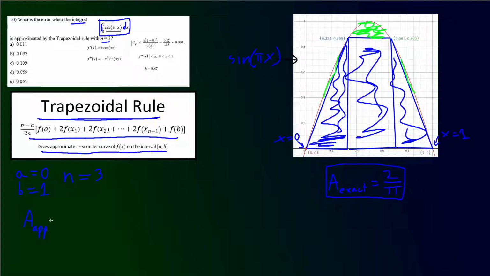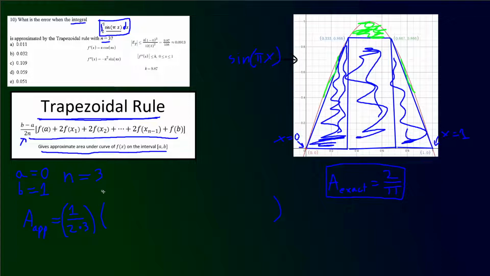I'll just say A approximate is going to be b minus a, so b minus a is 1. n is 3, so we're going to divide by 2 times 3, because in the trapezoidal rule you do 2 times n. So really this is 1/6 times all this stuff.